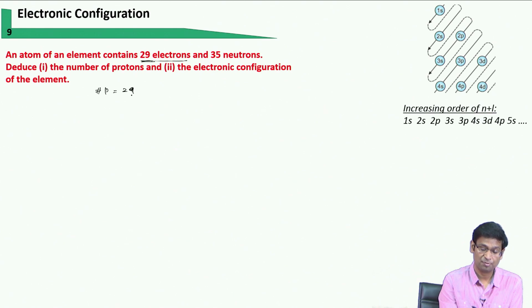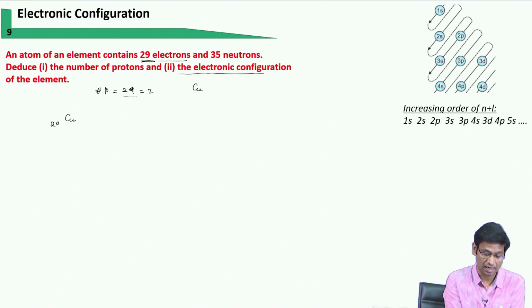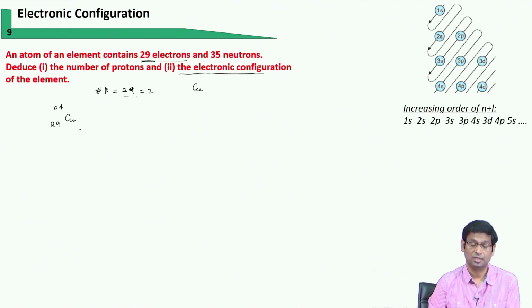If the number of protons is 29, that means Z is 29. So we know which atom we are talking about: this is copper. And it asks to find the electronic configuration of this element. So this is copper, its Z value is 29, and the mass number A is 29 plus 35, that will be 64. We will have to find the electronic configuration for this.